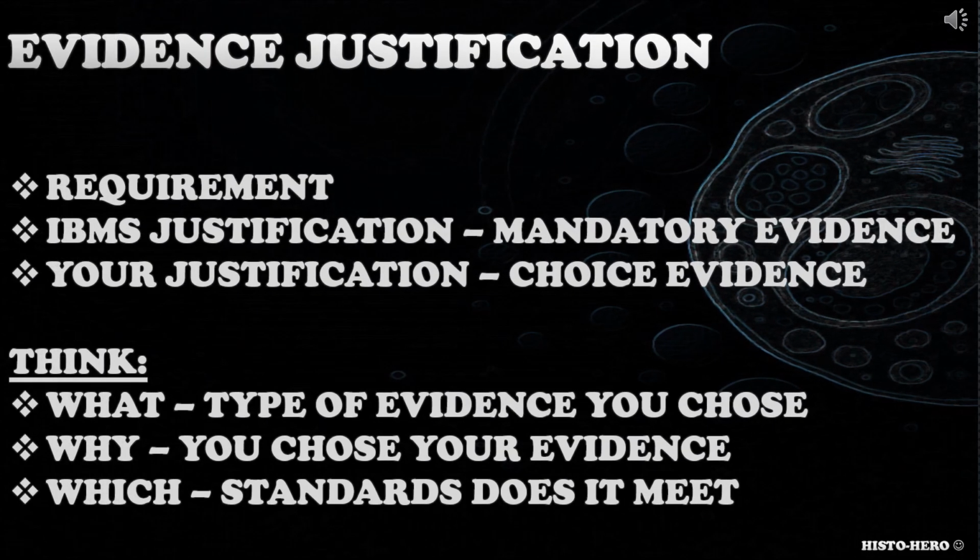One more thing you have to include when choosing and writing your evidence. And that is the evidence justification. For the mandatory piece of evidence, the IBMS has provided a very good justification why they would want you to do that piece of evidence. I would strongly advise you to read their justifications as this can form the basis for how to justify your choice of evidence. You should also include what standards you have met by your evidence. Think about what type of evidence you have chosen, then think why you have chosen that particular evidence, and think which standards you are meeting with that evidence as well.